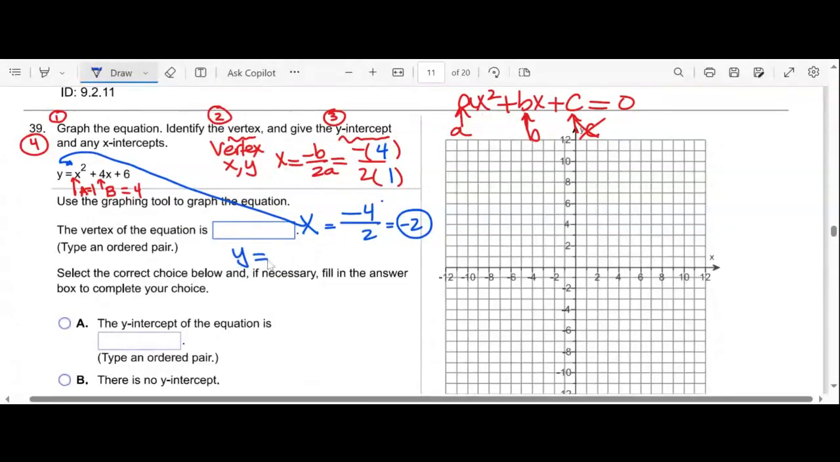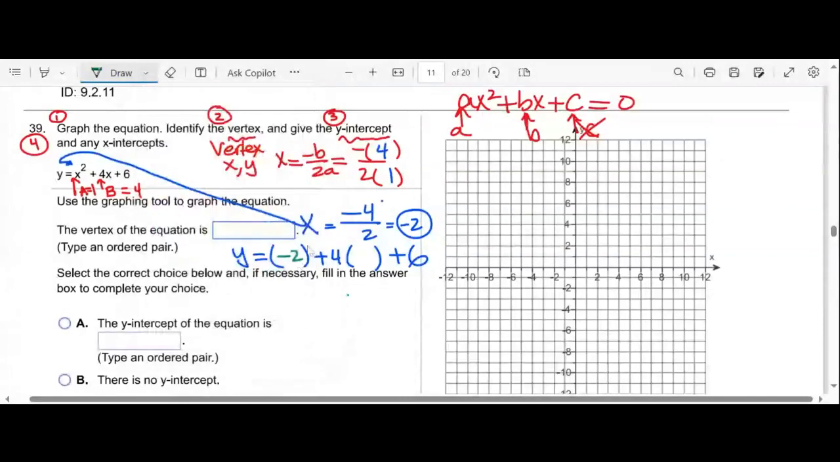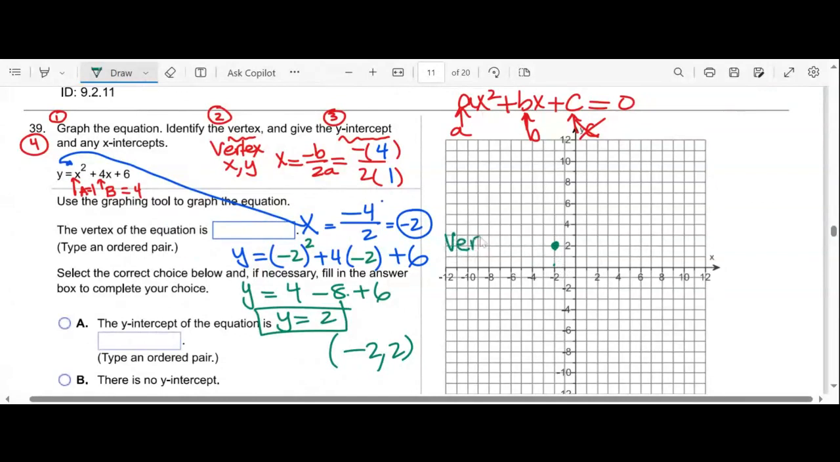So in this case, y equals... now we replace x by how much? Negative 2. So they give you 4 minus 8 plus 6, y equals 2. So the point of the vertex is negative 2 and 2. So you go here, and x is negative 2 and y is 2. Vertex.